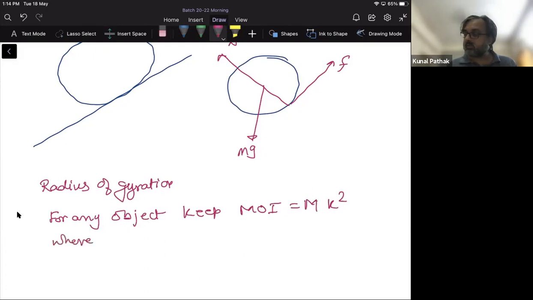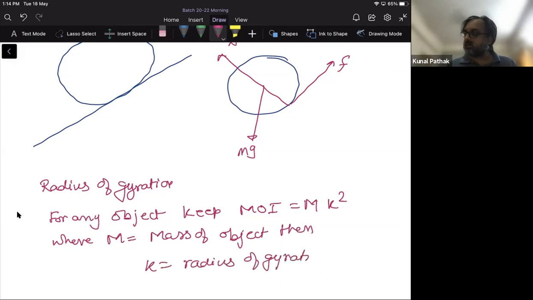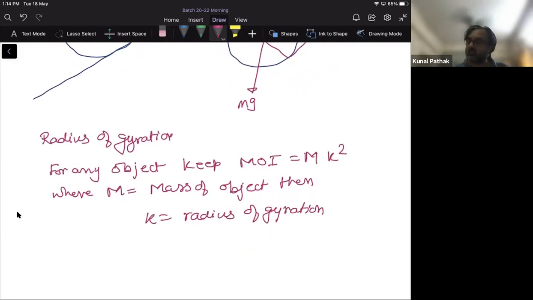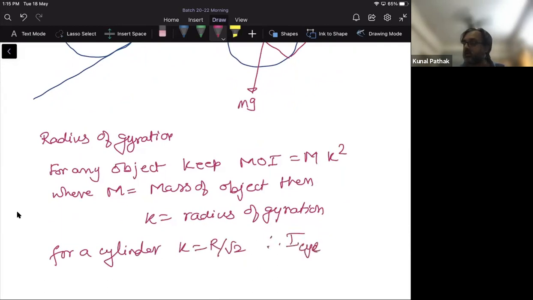Where m is equal to the mass of the object, and k is equal to the radius of gyration. So for a cylinder, k is equal to R by root 2. Therefore, moment of inertia of a cylinder is equal to m R square by 2.